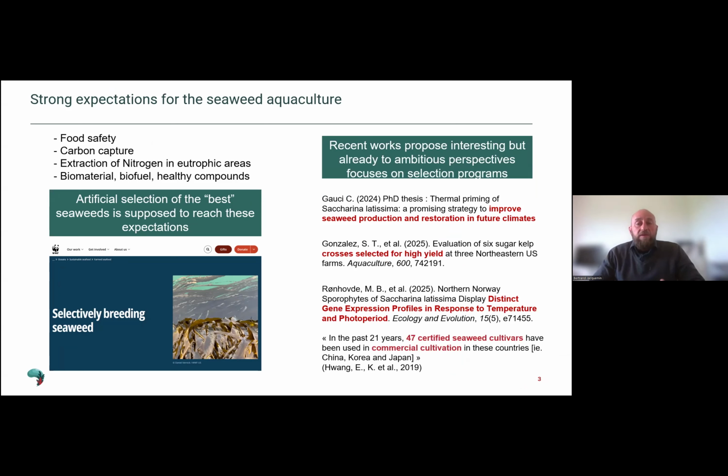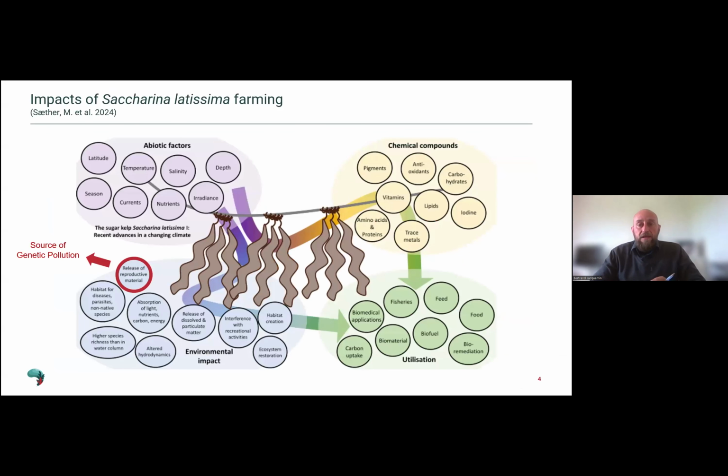This is supported by many recent works from basic and applied research programs, and examples from Asia during the last decades confirm that the ambitious perspective of developing selection programs is a real actuality. The case of the sugar kelp, Saccharina latissima, is particularly interesting because, first, it's the most cultivated species in Europe and its life cycle is relatively well controlled.